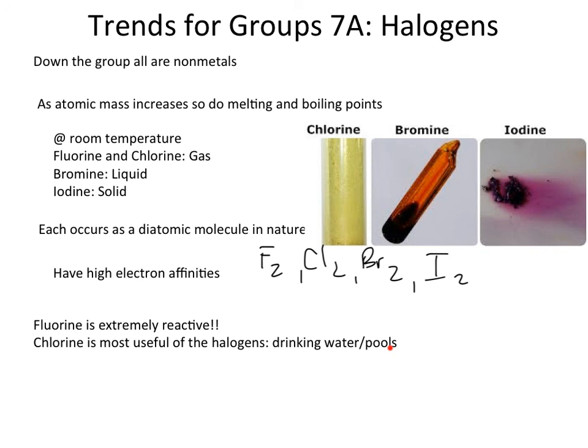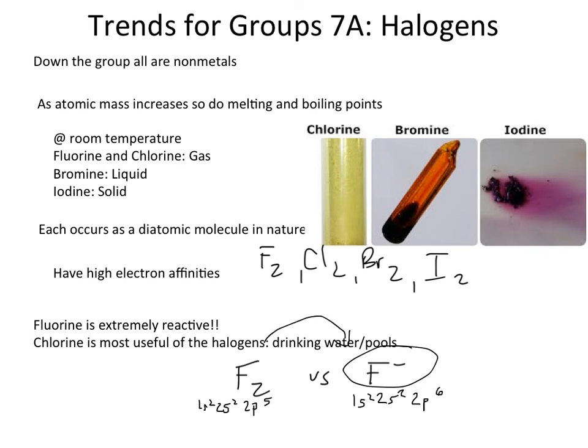Now, I want you all to pay attention to the difference between the elements, such as fluorine in its elemental form, versus fluoride. Fluorine in its elemental form hasn't picked up its extra electron yet. So the electron configuration for fluorine is going to be 1s2, 2s2, 2p5, while the electron configuration for fluoride is going to be 1s2, 2s2, 2p6. And this is going to be charged. There is a big difference between the behavior of these two species.